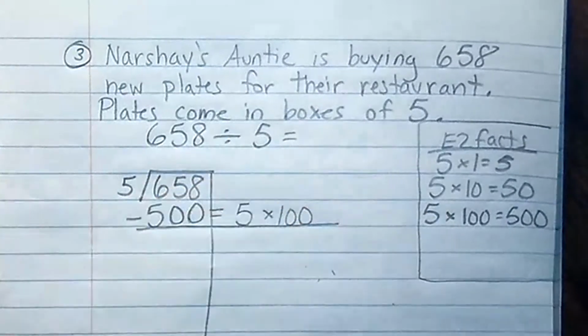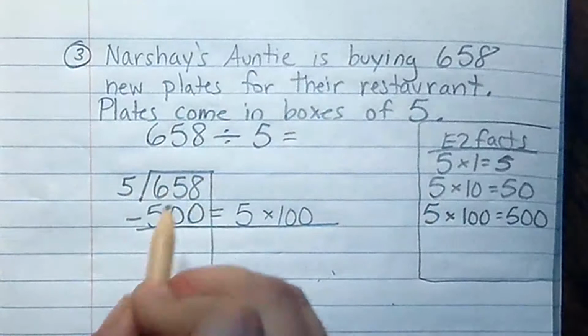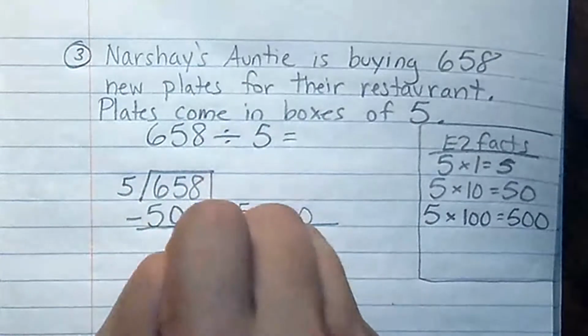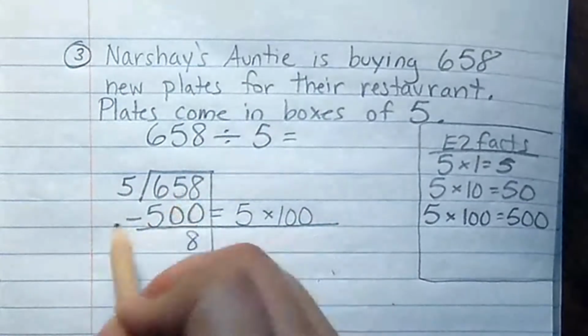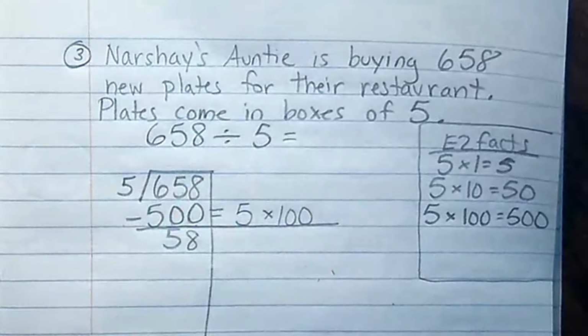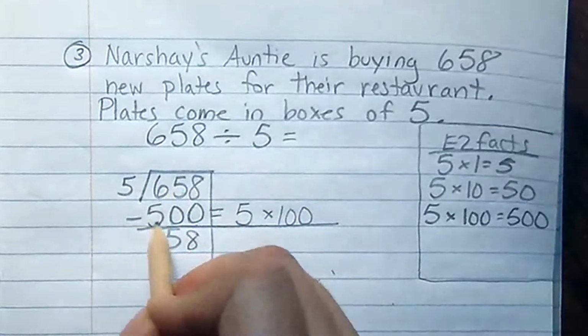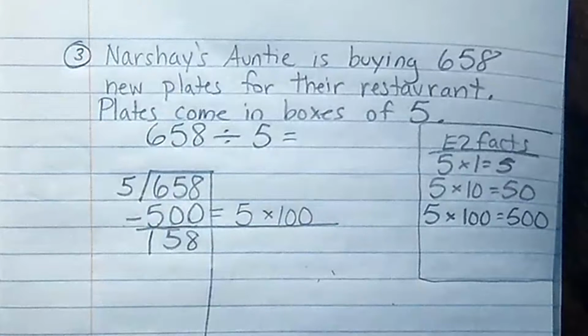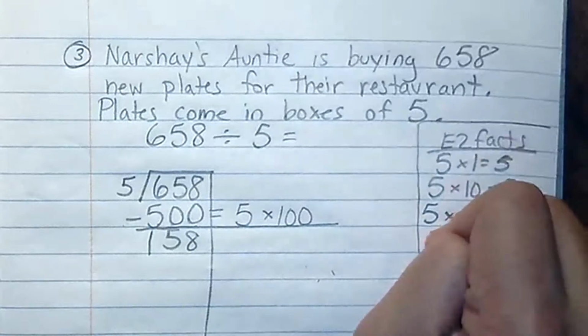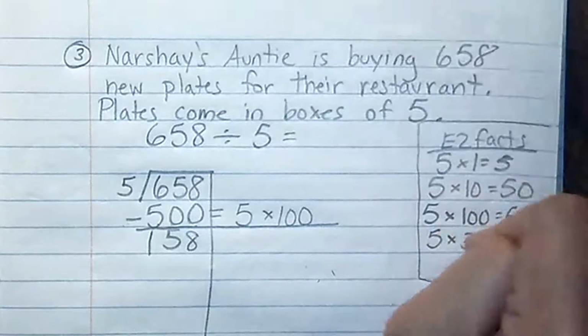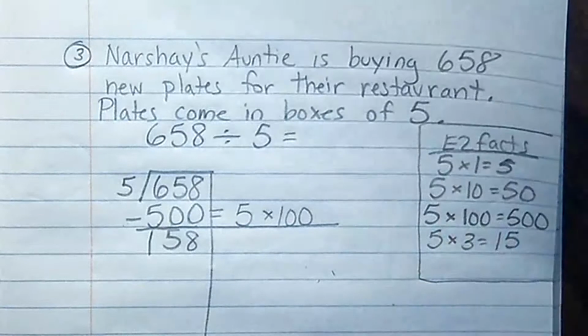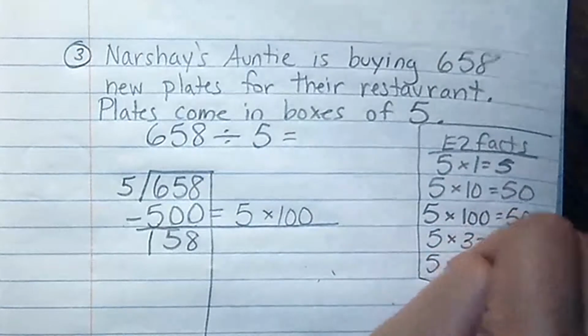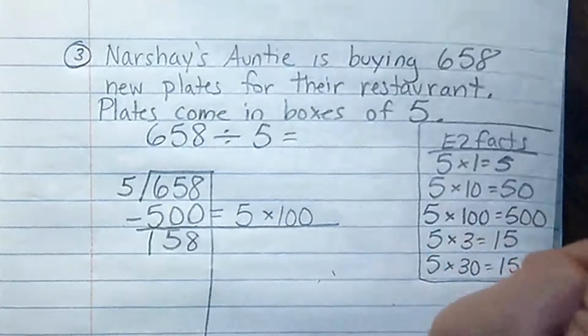And I am going to subtract. What's 8 take away 0? 8. What's 5 take away 0? 5. 6 take away 5. 1. I have 158 left. I don't know about 158. I'm going to add another easy fact. How about 5 times 3? That equals 15. So then I could even include 5 times 30, which equals 150.